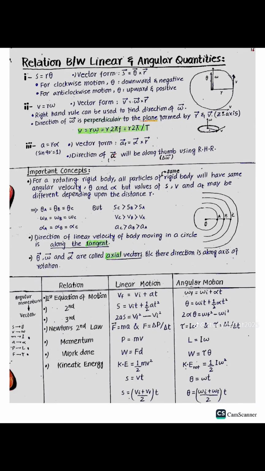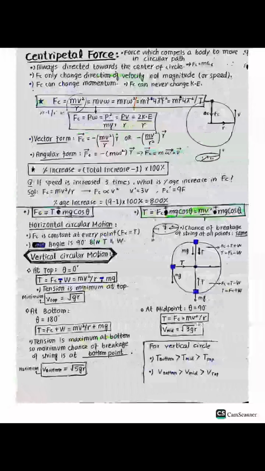Then for angular velocity and linear velocity, v equals r omega, and then for linear and angular acceleration, a equals r alpha. Here are some relations of linear motion and angular motion terms. In linear motion, the equation of motion is vf equals vi plus at, and for angular motion the terms will be changed: omega f equals omega i plus alpha t. And similarly for the second and third equations, and Newton's second law, momentum, work done, kinetic energy. In short, the representation of terms will be changed in angular motion.